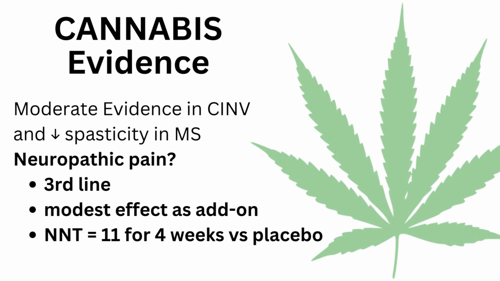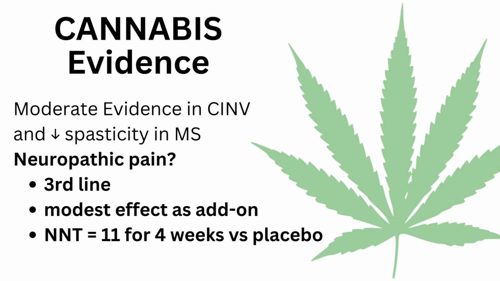In regards to non-pain uses for cannabis, there is moderate evidence to suggest that cannabis is effective in the use of chemo-induced nausea and vomiting and reducing that effect. And also it has been shown to be beneficial to reduce spasticity in multiple sclerosis patients.